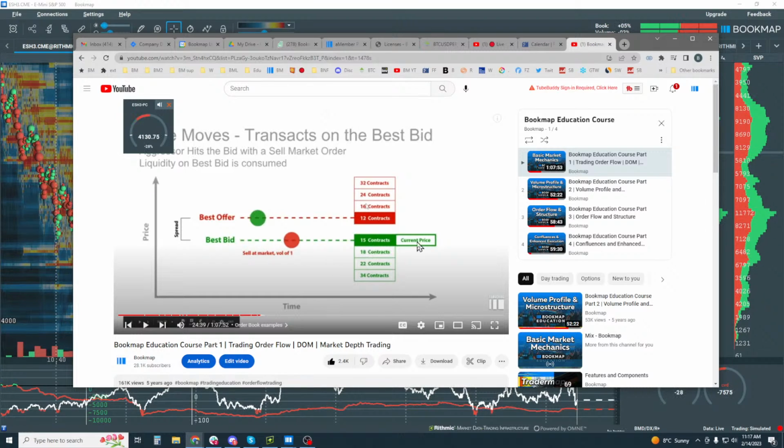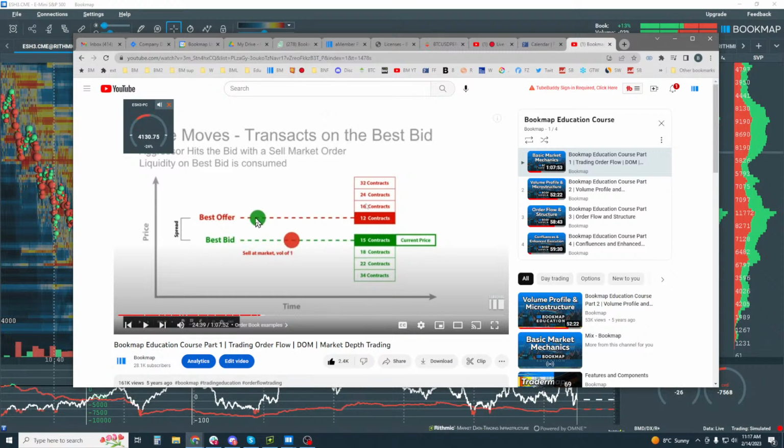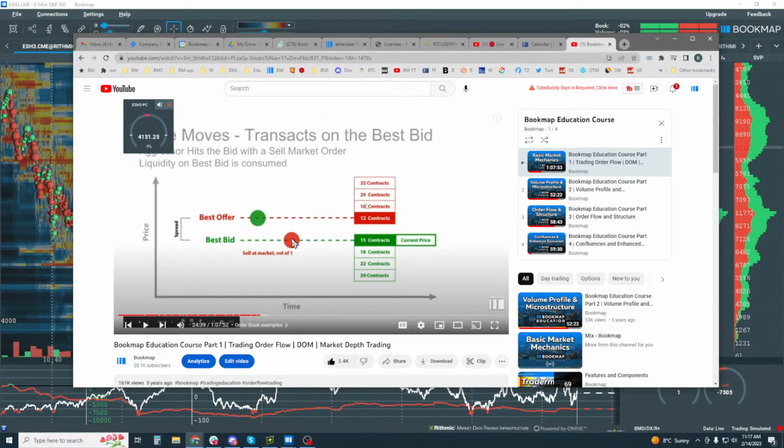Right here we see this is the current price. There's 15 contracts. This is your order book over here, basically. This is your best offer, best bid, and these are transactions on the best bid and offer. Go through this and understand that if there are more sellers in here and they trade into all of these buyers in here at 15.